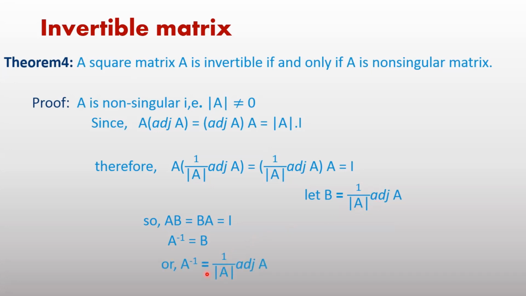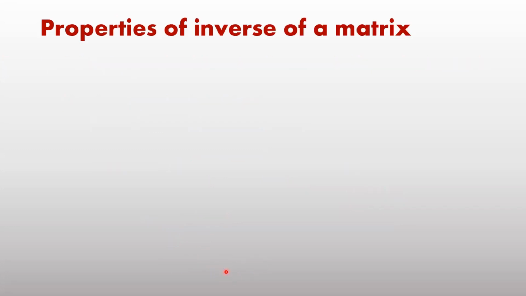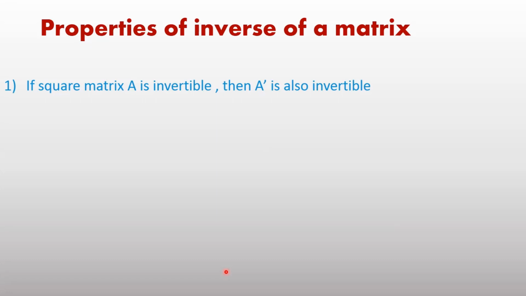Therefore, if any square matrix is given with determinant of A not equal to 0, we can find A inverse using the formula 1 upon determinant of A into adjoint of A. Here you can also observe that if determinant of A equal to 0, the denominator is 0, and that is not defined. Now next, some properties of inverse of matrix.